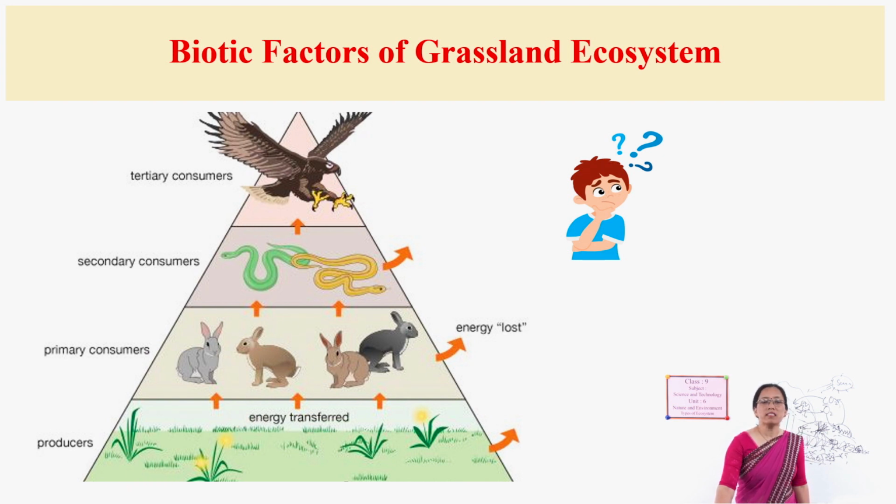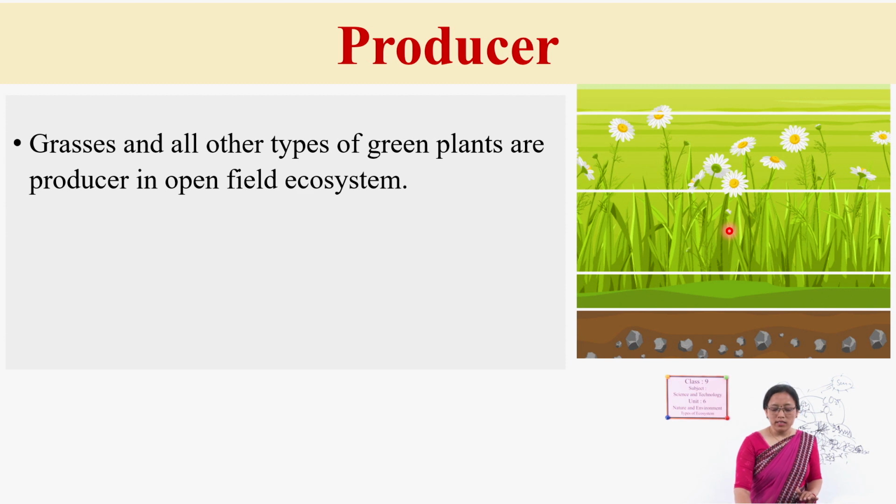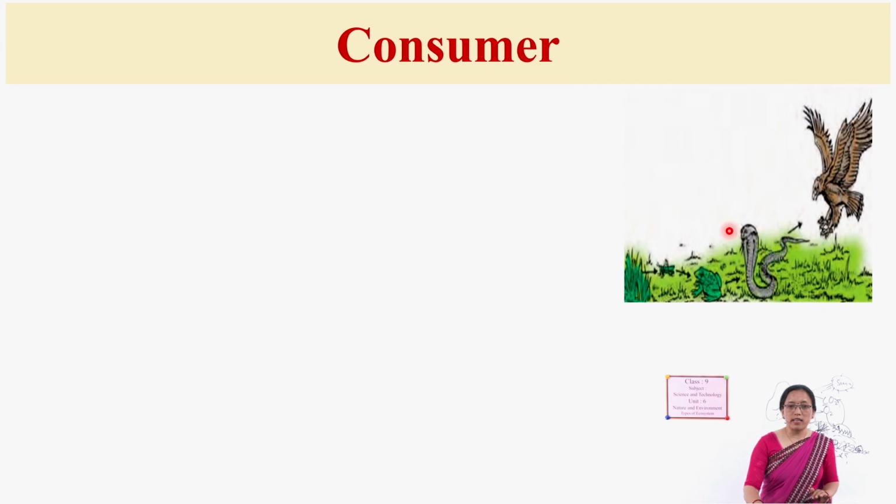Those green plants are called producers. Those animals which are consuming food prepared by others are called consumers. Again, consumers are of different types. Here, what are producers? Just see, all these green plants which are present in the grassland are the producers. They prepare food for themselves by the process of photosynthesis. They convert inorganic compounds into organic compounds, and they supply food for the other organisms.